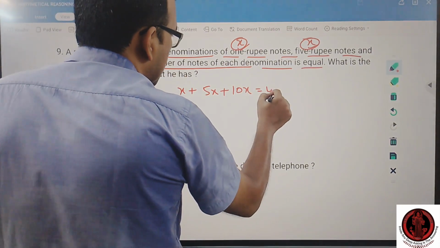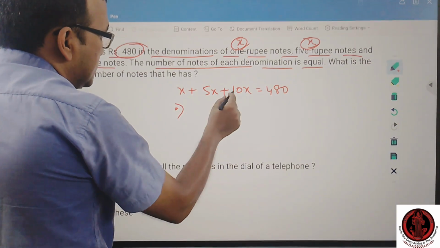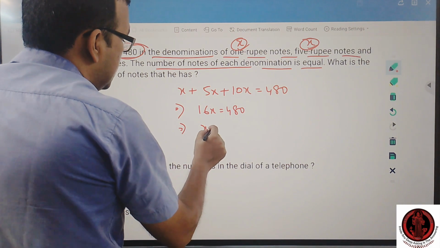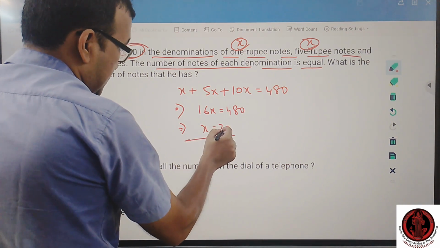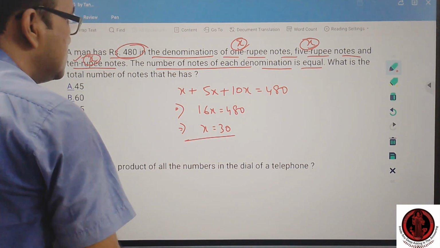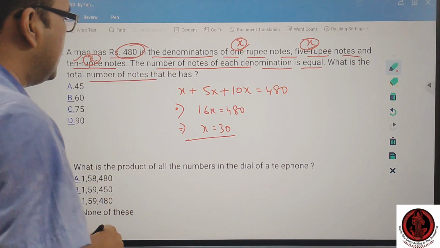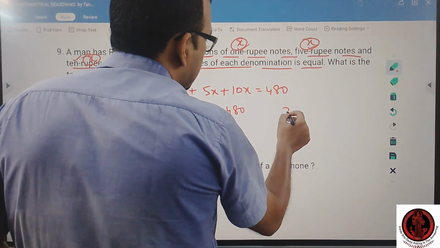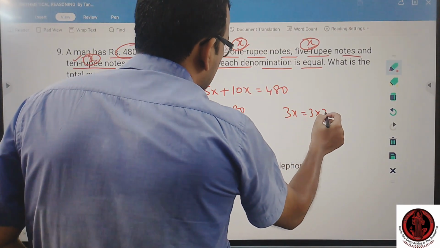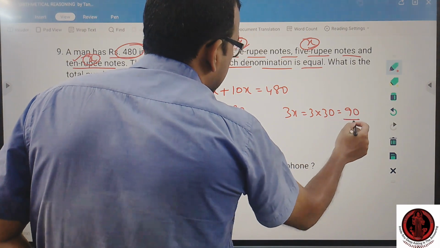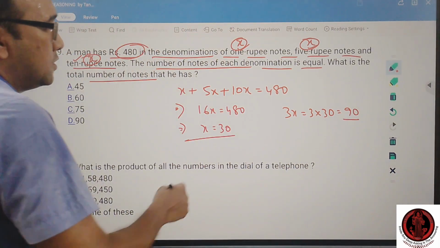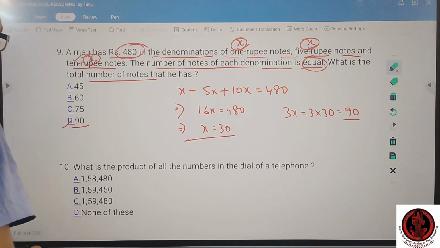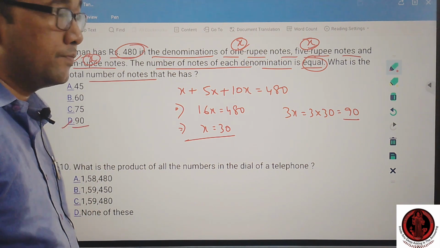Total is how much? 480. So 16x equals 480, x equals 30. Now the question is, what is the total number of notes that he has? Total number of notes is x plus x plus x, that is 3x. X is how much? 30. So the answer is 90. Why are all x? Because the number of notes of each denomination is equal. Total number is 90. Option B is the answer.